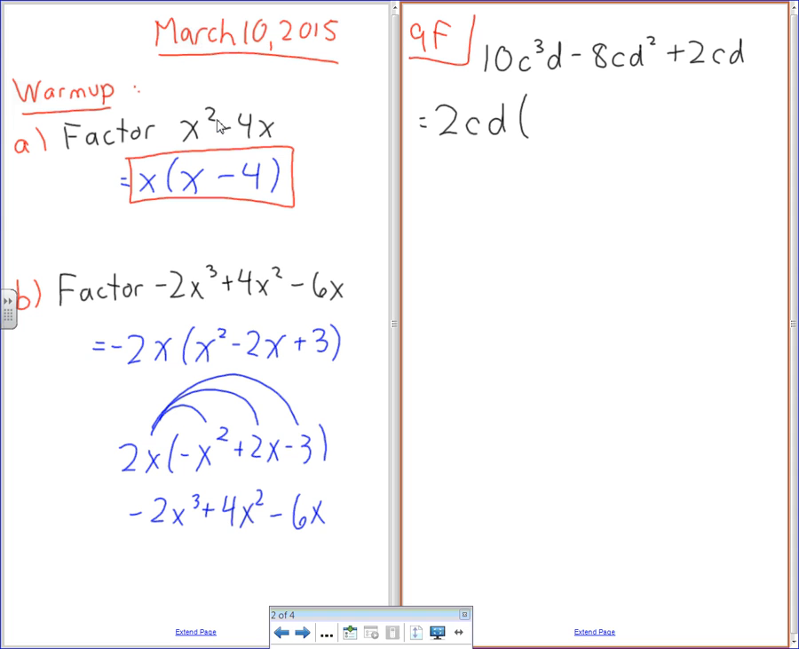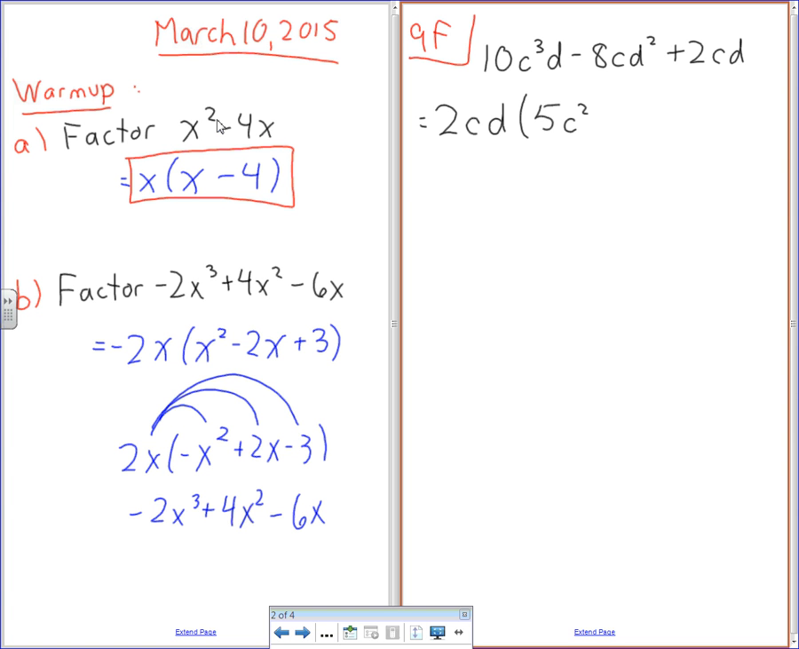2 times what gives you 10? Good. c times what gives you c cubed? c, careful, c squared, right? The c is the 1 plus c squared is c cubed. And finally, d times what gives you d? 1, so nothing. And if you're thinking when you distribute here, 2cd times 5, well 2 times 5 is 10, c times c squared is c cubed, and d times nothing is d. This is how it lines up.